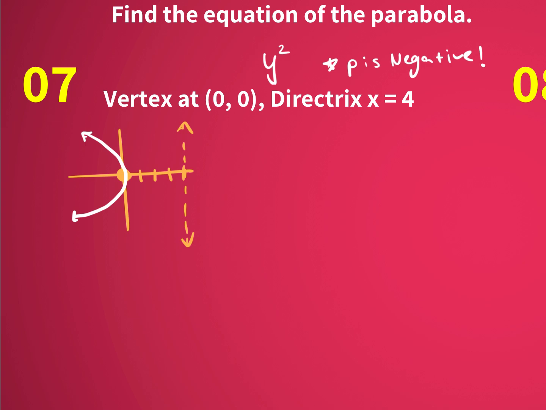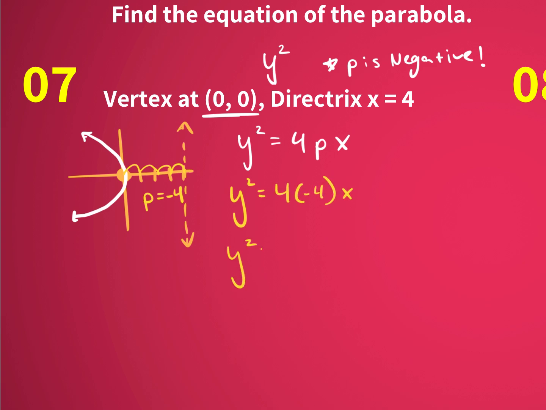When we plug in our p, we know that it's negative. So y squared equals 4px. We use this equation because our vertex is at 0, 0. And p is the distance from the vertex to the directrix. So 1, 2, 3, 4. P is -4 since our graph opens to the left. So y squared equals 4 times -4x. Y squared equals -16x.